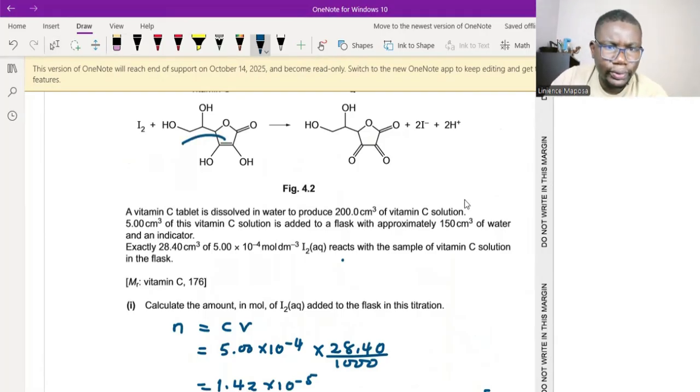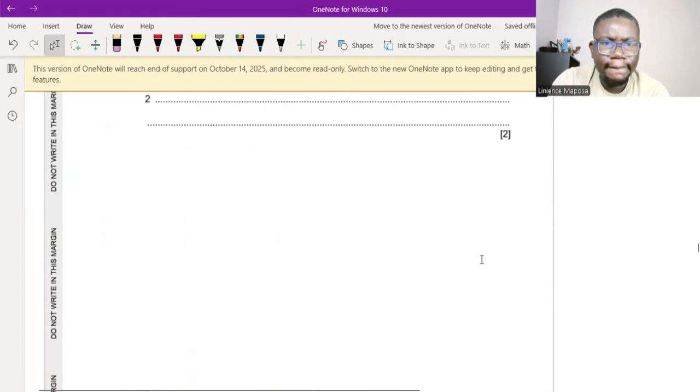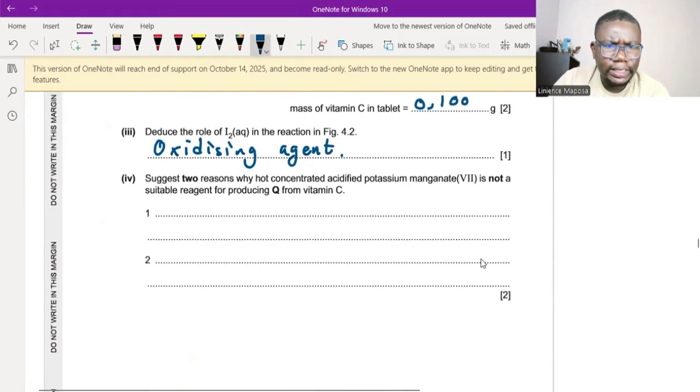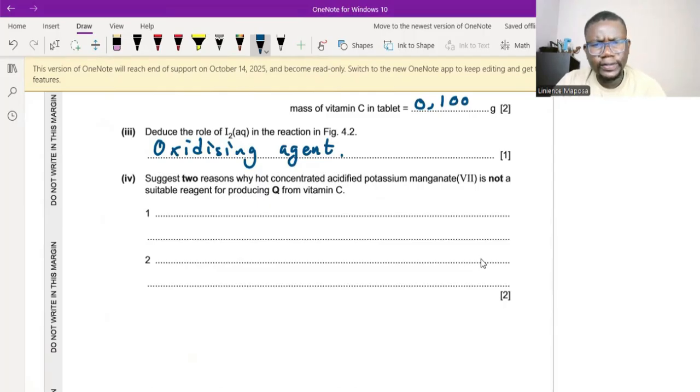So this pi bond and this sigma bond will be broken, both of them. If we add cold dilute, then we get a diol. Okay, we get a diol, of which here I already had alcohols, but I don't know what will happen then. So here we can say, suggest two reasons why hot concentrated acidified potassium manganate is not suitable as a reagent.